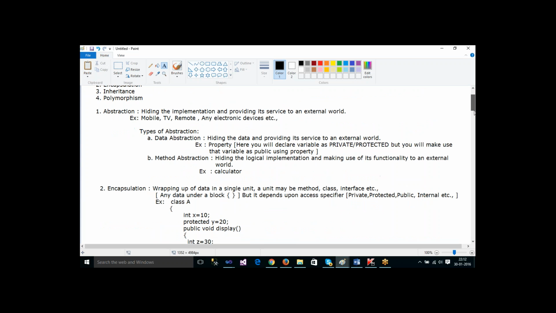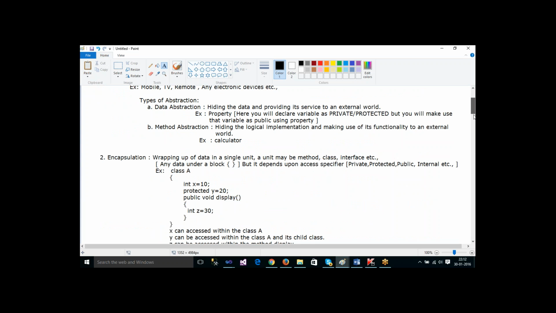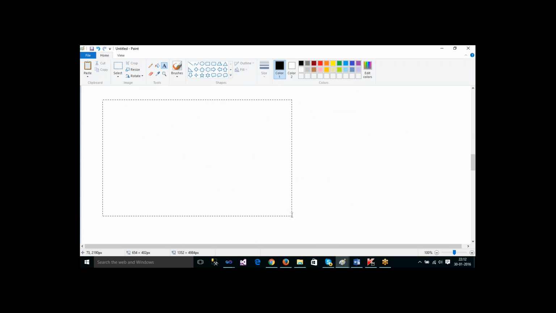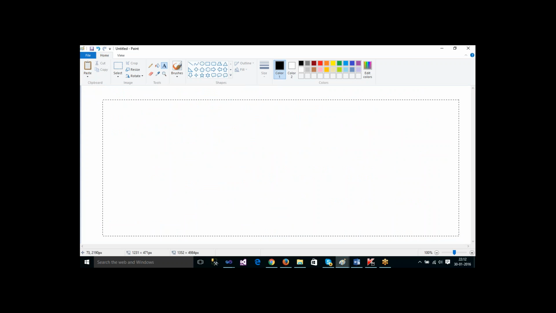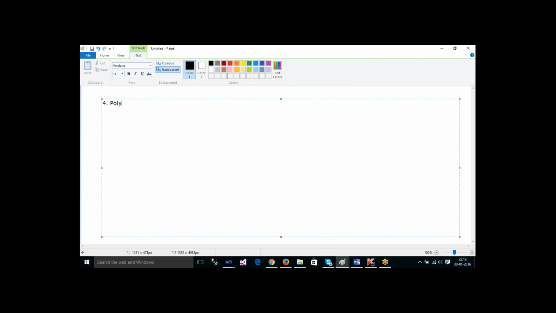Now, polymorphism. What is polymorphism? Poly. What is the meaning of poly? More than one. Exactly, more than one form. Poly means more than one form, expressing into more than one form. Okay. So what is the technical definition of polymorphism?